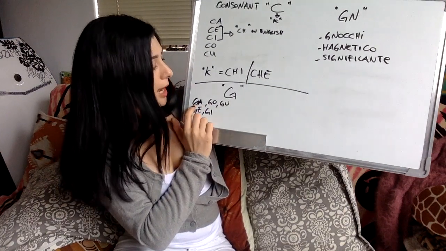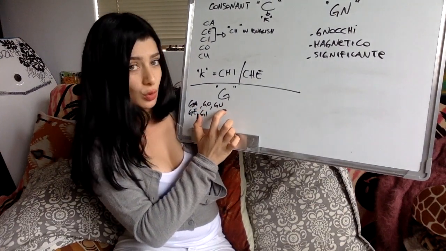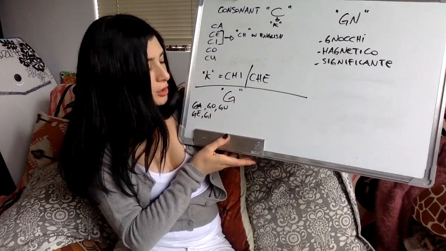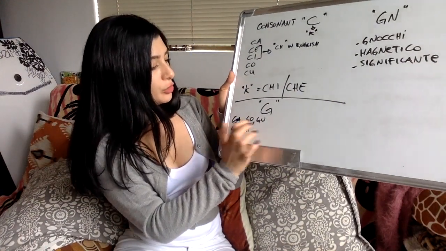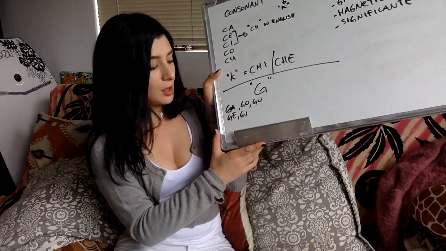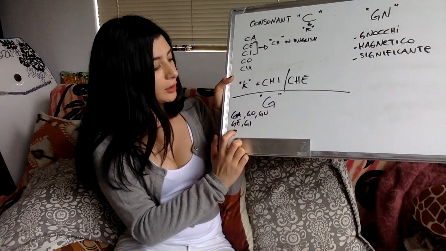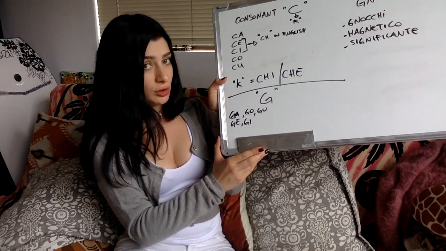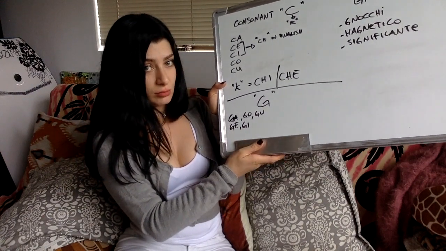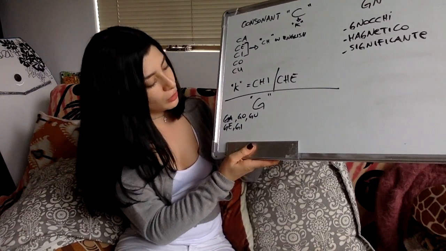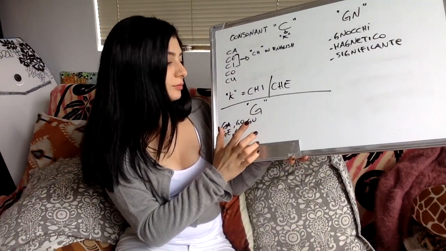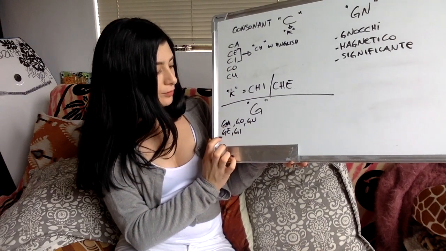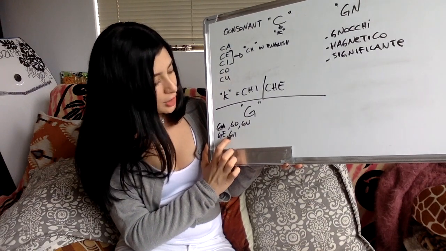Same rules for the letter G. So ga, go, gu, ge, gi. When you have A, O, U, it will sound like G. When you have an E and an I, it will sound like J. Different examples: gatto, gola, gufo, gelatina, giraffa.